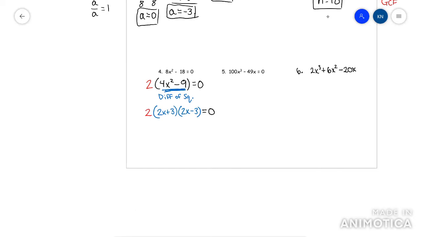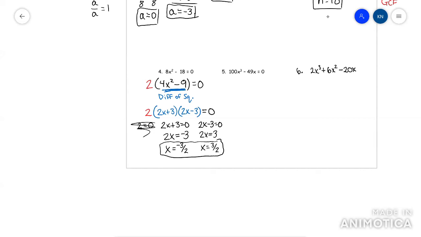All right, now you set each factor equal to 0. Well, you're going to have 2 equals 0. Unless it has a variable here, unless there's like an x, you kind of just ignore it. But these other factors would have answers. Like that.